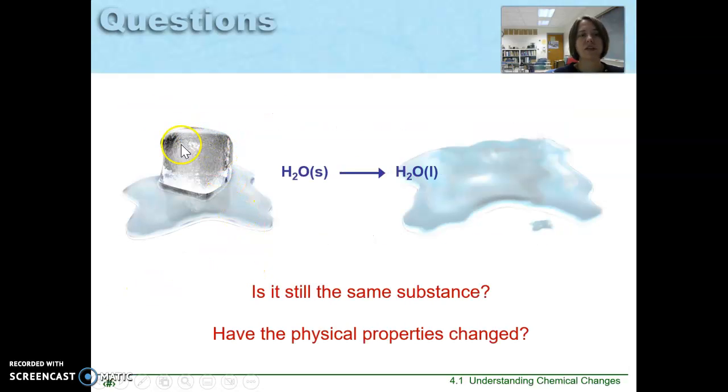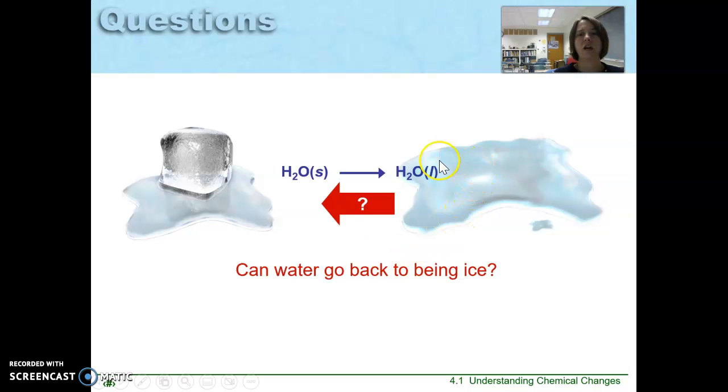Okay, so question for you is, we have ice and we have liquid water. Is this still the same substance? And have the physical properties changed? And can water go back to being ice?